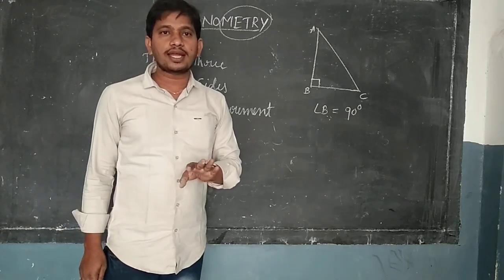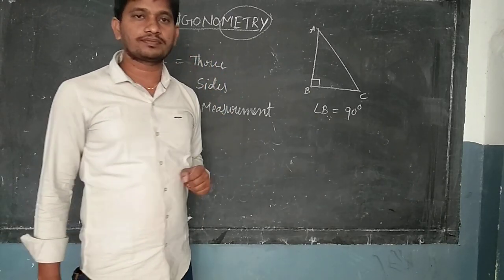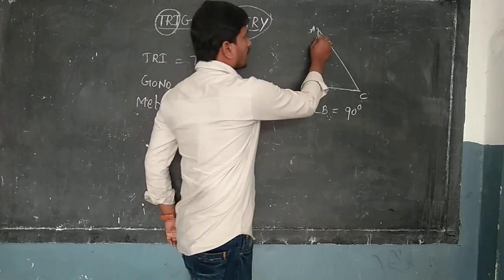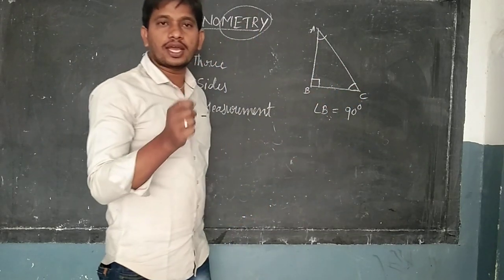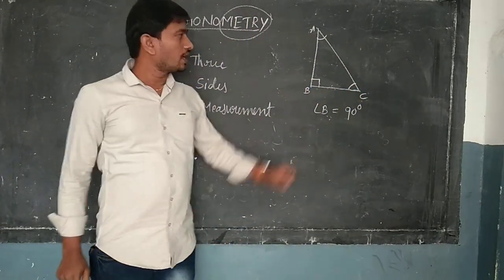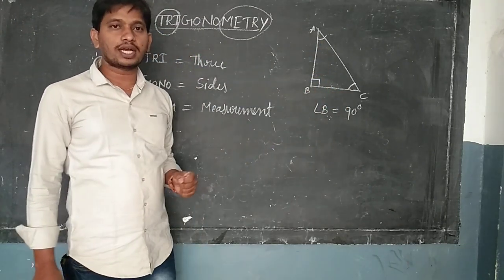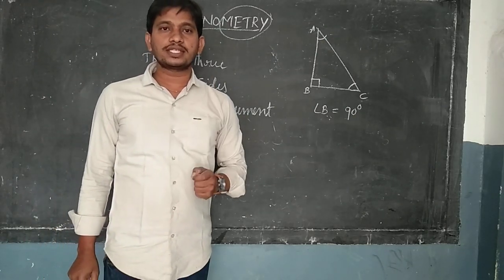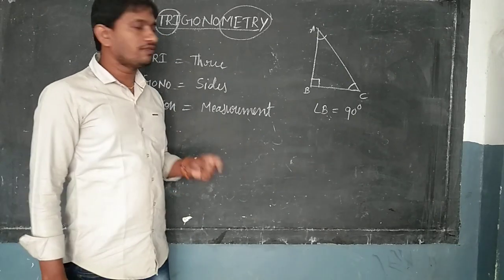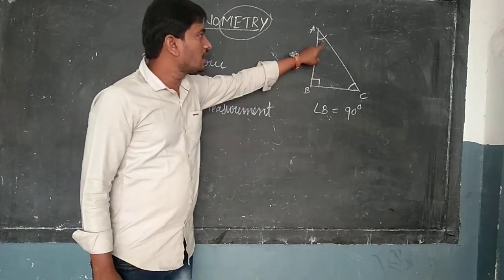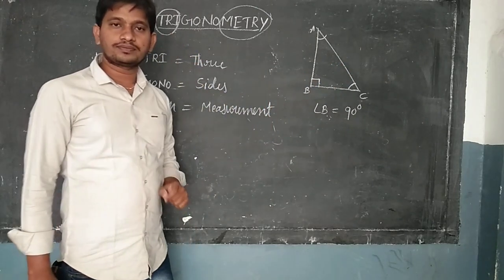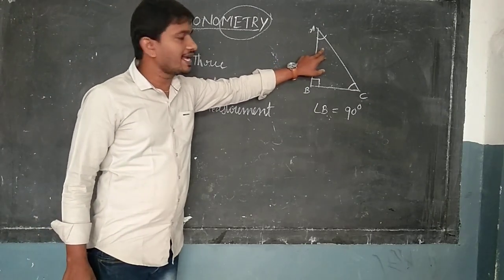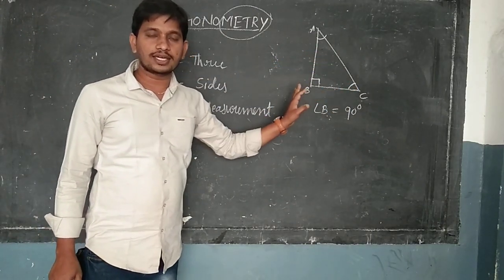As we know, in a triangle we have 3 sides and 3 angles, in which one angle is 90 degrees. What about the other 2 angles? The other 2 angles are angle A and angle C. They are acute angles, because in a triangle the sum of the 3 angles equals 180 degrees, the angle sum property. Since one angle is 90 degrees, obviously the other 2 angles will be less than 90 degrees. In this chapter, we will study the sides and angles of a right angle triangle.